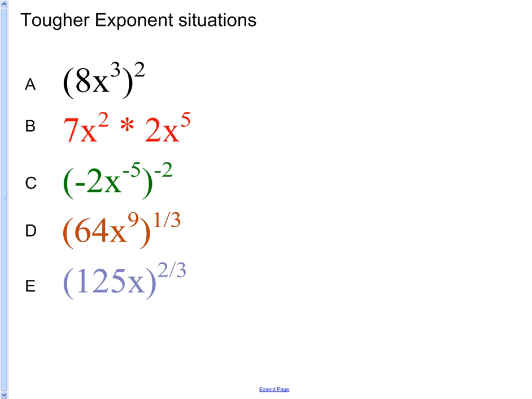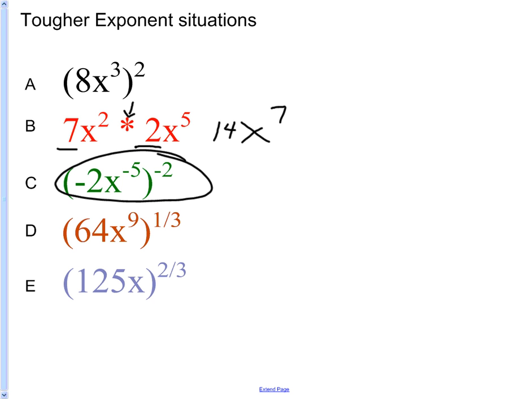This one, the common mistake is that people just get stuck. They don't know what to do with the 7 and the 2. They know that this should be x to the 7th, but they don't know what to do with the 7 and the 2. Well, basically, they just get multiplied because this is a big multiply problem, so it should be 14x to the 7th.